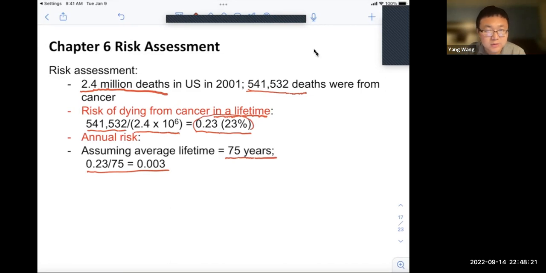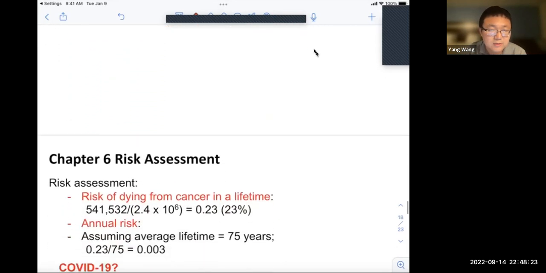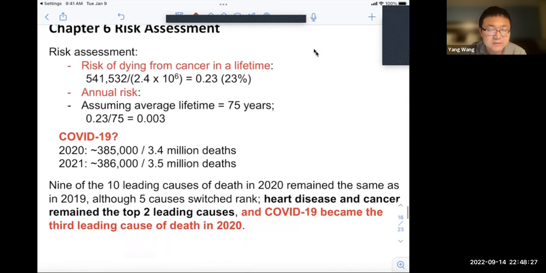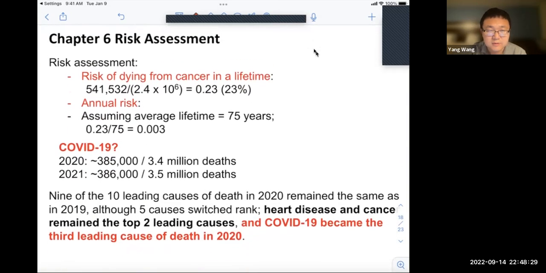So what about COVID? We know that COVID also led to a large number of deaths. Here are the statistics. By the way, you can find these statistics on the CDC website. If you search for the total number of deaths by COVID in 2020 and 2021 in the United States, the CDC collects this information and makes it available to everyone.